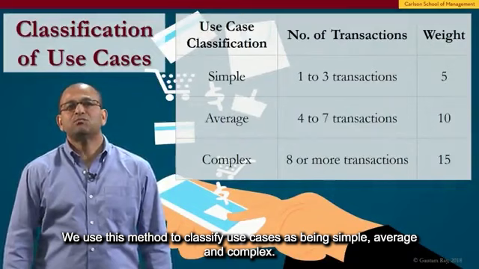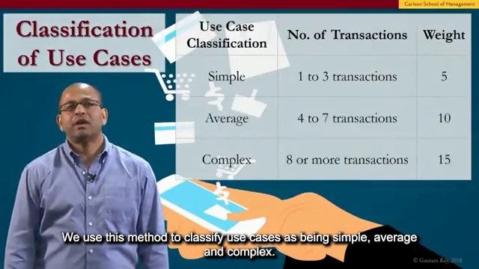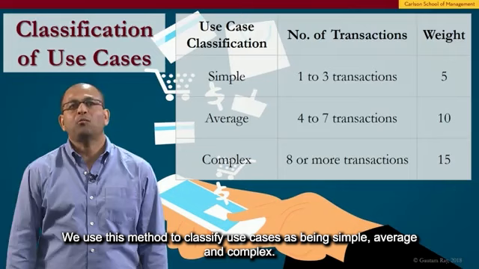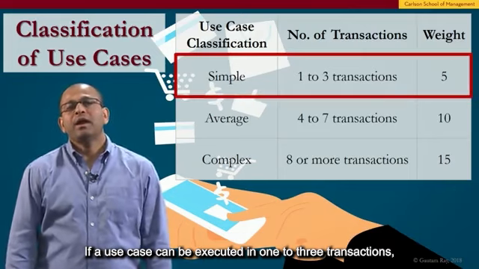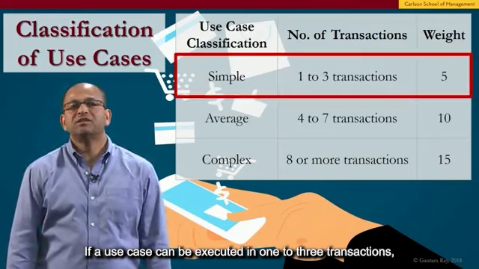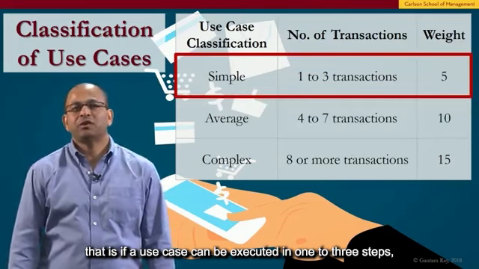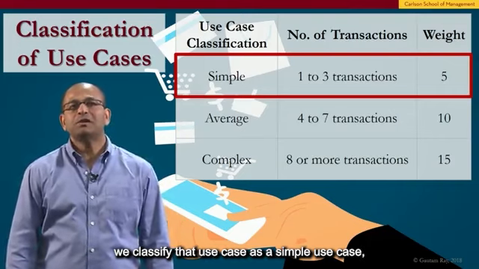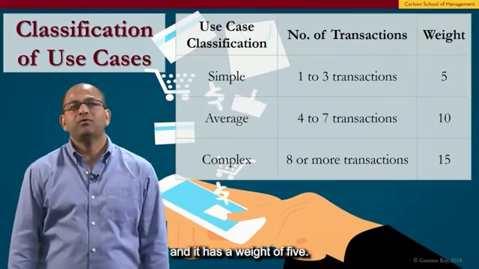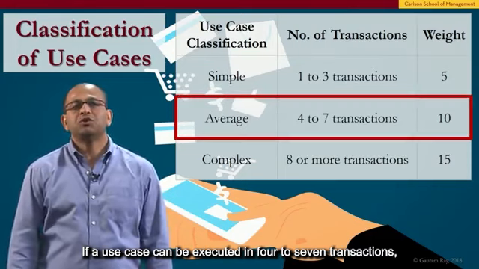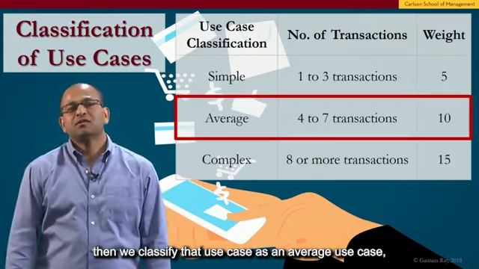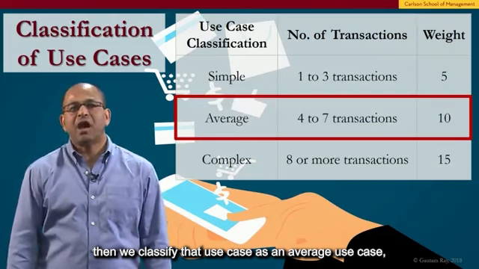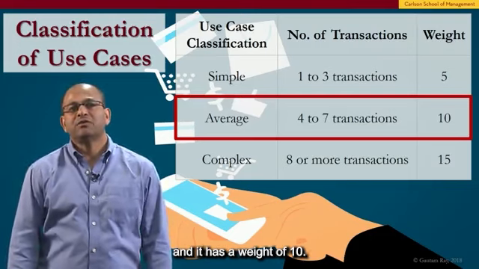We use this method to classify use cases as being simple, average, and complex. If a use case can be executed in 1 to 3 transactions, that is, if a use case can be executed in 1 to 3 steps, we classify that use case as a simple use case and it has a weight of 5. If a use case can be executed in 4 to 7 transactions, that is 4 to 7 steps, then we classify that use case as an average use case and it has a weight of 10.